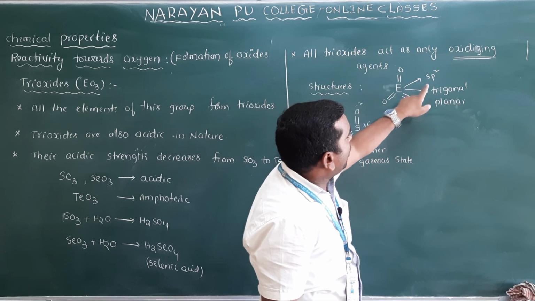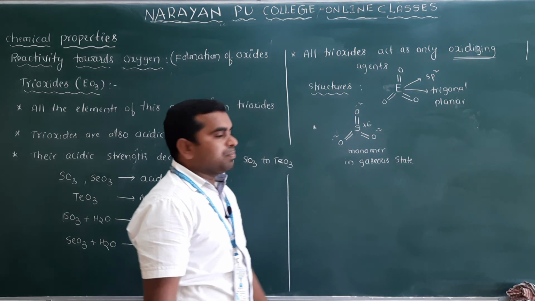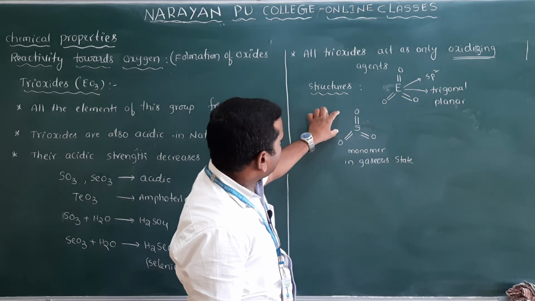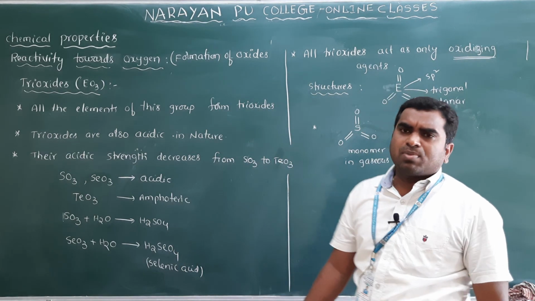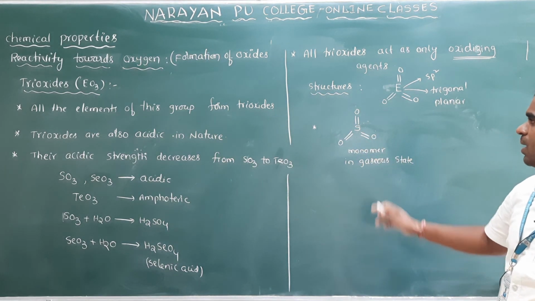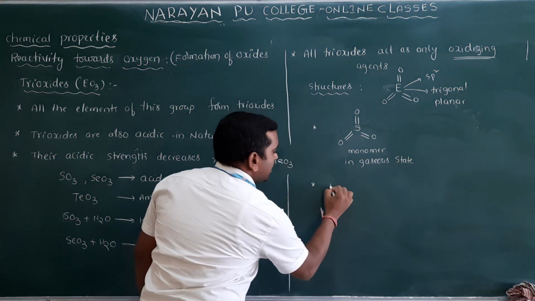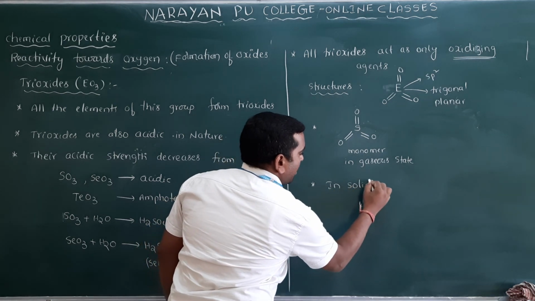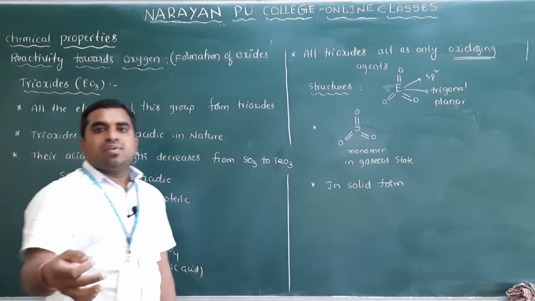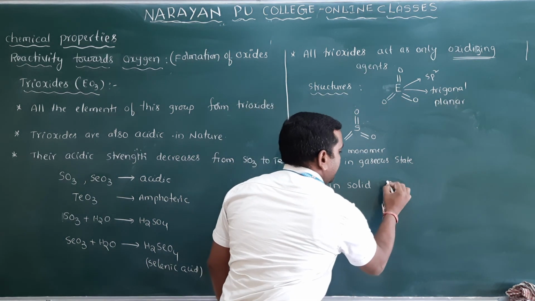So it is sp2 hybridized, and so it has a trigonal planar shape. Clear ma? And this is SO3, and SO3 is a gas. SO3 is a gas. So in the gaseous form it is in the form of monomer. But in solid form, it is available in a linear shape and also as a tricyclic trimer in the solid state.